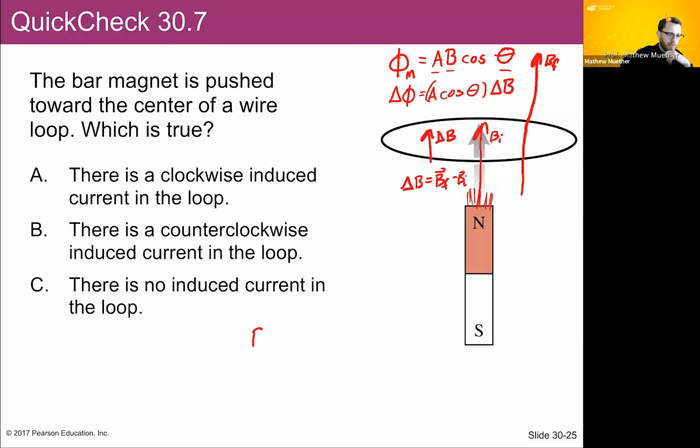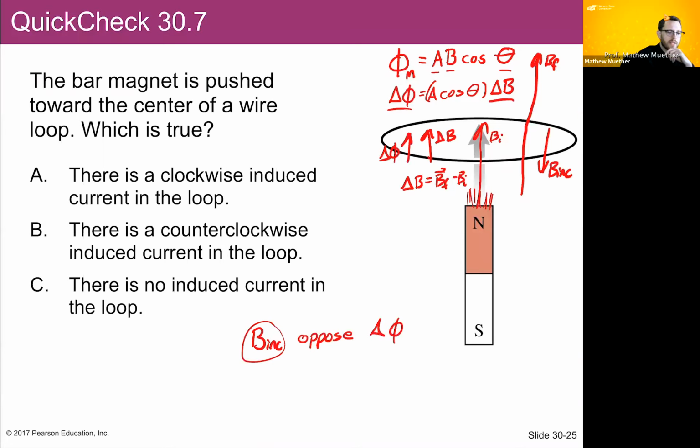The induced field from the current, Lenz's law tells us that the induced field has to oppose the change in the flux. The change in the flux points in the same direction as the change in the field in this direction. So the change in the flux has this upward sense to it. So that means I need the induced field to point downwards from the currents.